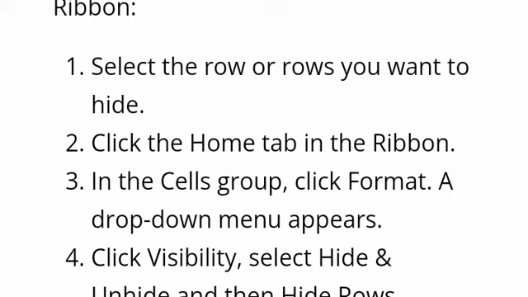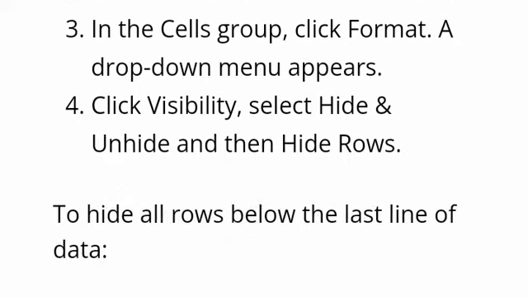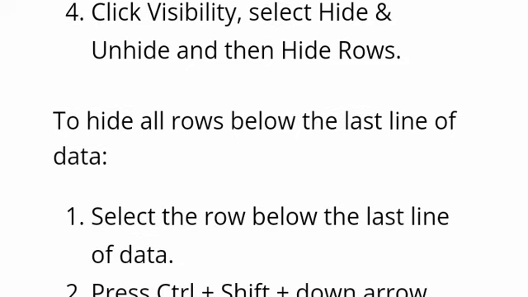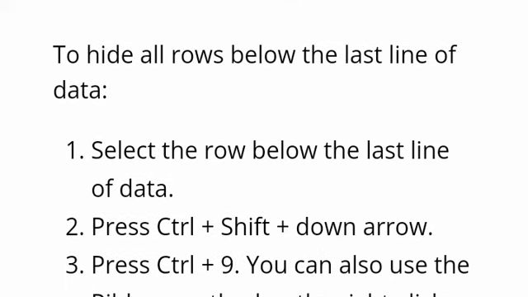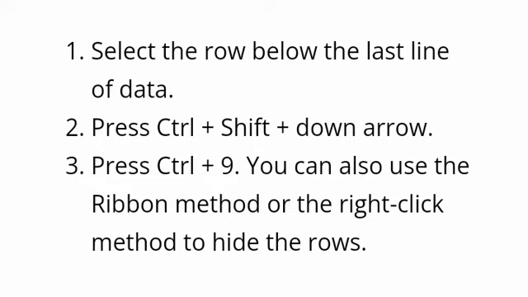To hide all rows below the last line of the data, select the row below the last line of data. Press Ctrl plus Shift plus down arrow. Press Ctrl plus 9. You can also use the ribbon method or the right-click method to hide the rows.